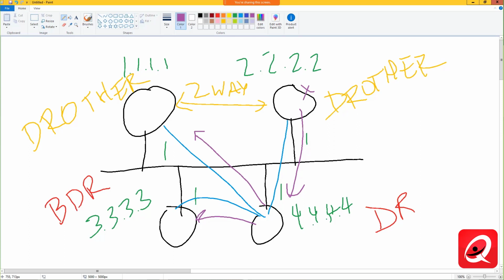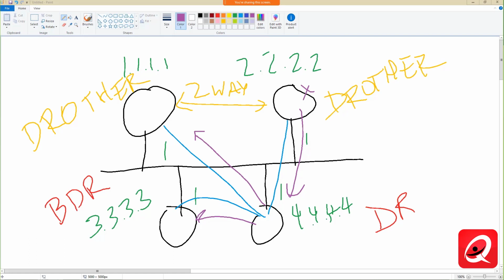So the whole purpose of this election process is to reduce the overhead in the segment and make OSPF a little bit more efficient. All right. Now we do have other network types that we need to talk about, for example, non-broadcast. So before we get into that, let's take a look at some of the other components here.